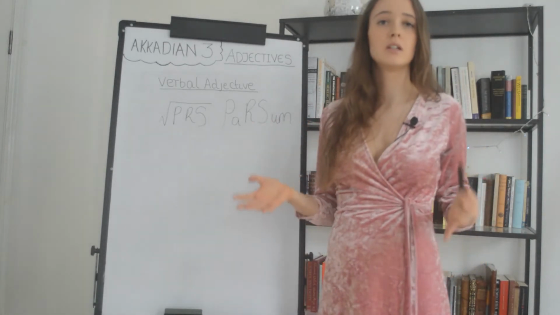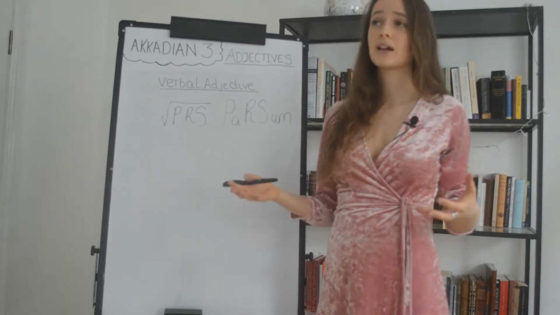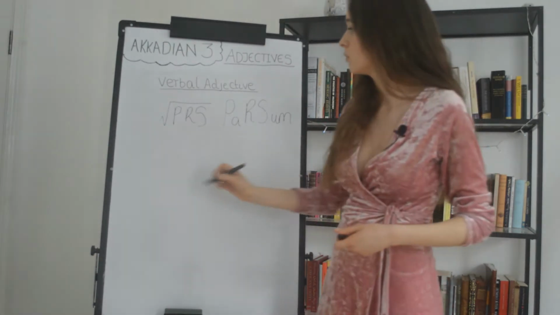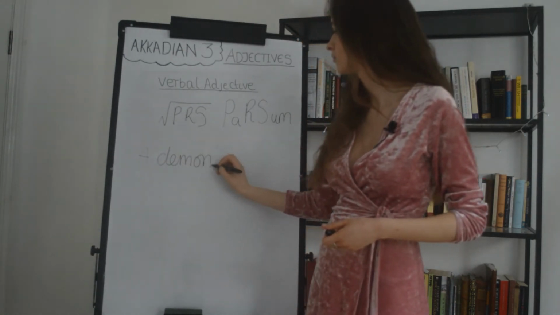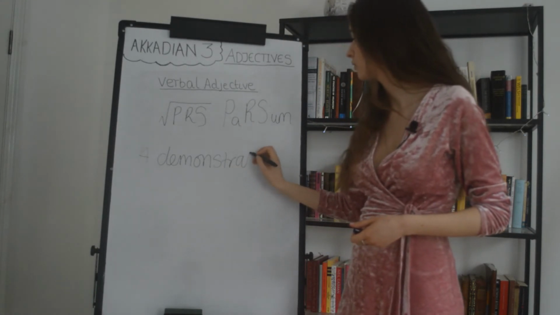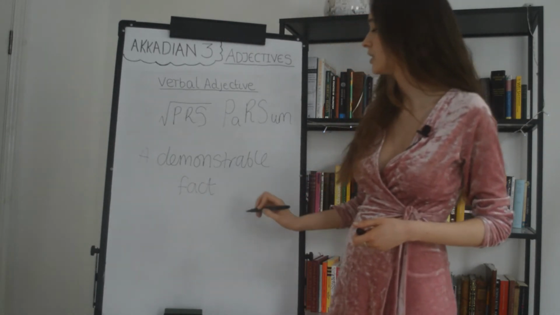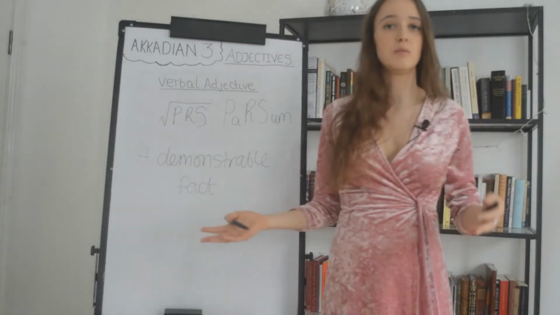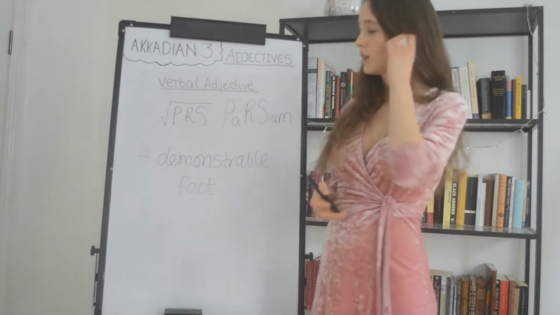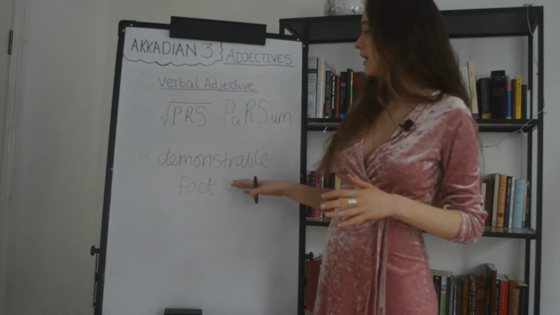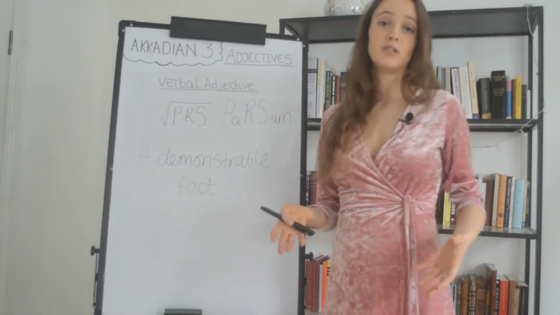So what are verbal adjectives? Verbal adjectives essentially have similarities both with verbs and with adjectives. The best way to demonstrate this with an English phrase would be with a phrase like a demonstrable fact. You'll note how the word demonstrable derives from the verb to demonstrate, but it's qualifying the noun in a way that you might expect an adjective to qualify a noun. And when a word is used in this way, and it is inflected into the verbal adjective stem pattern, we call it a verbal adjective.